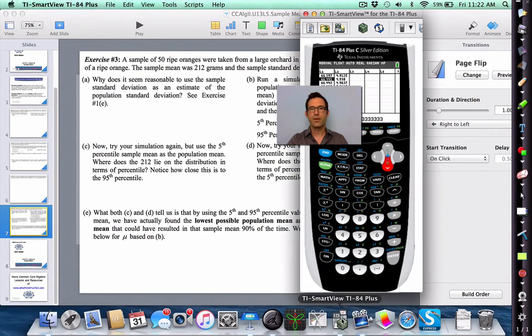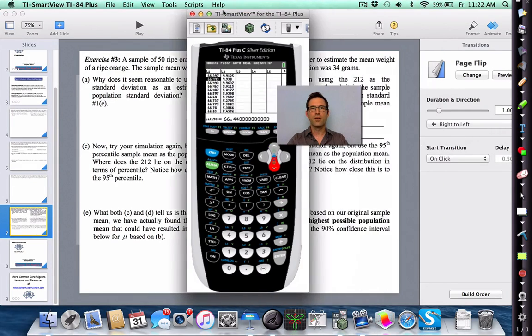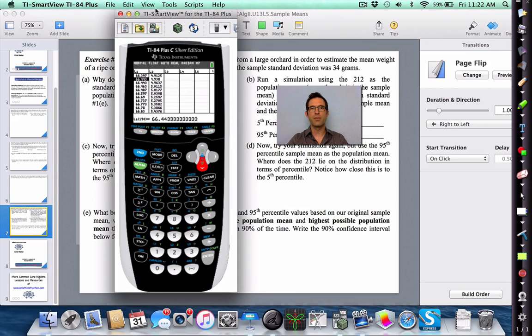I'm going to move this a little bit so we can see letter B better. Let's go into our program, down to normal sample. Let's put in 212 as our mean and 34 as our standard deviation. Now, what should our sample size be? Because we made an original sample of 50, we should continue to have a sample size of 50.